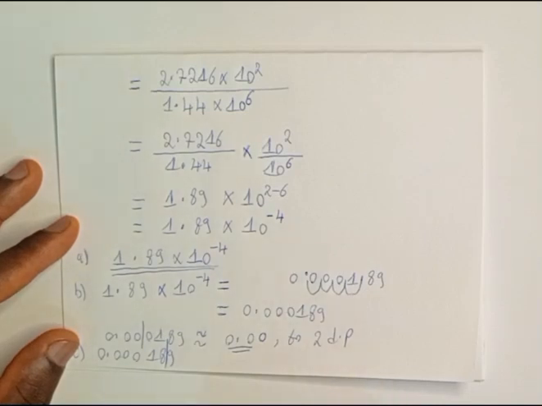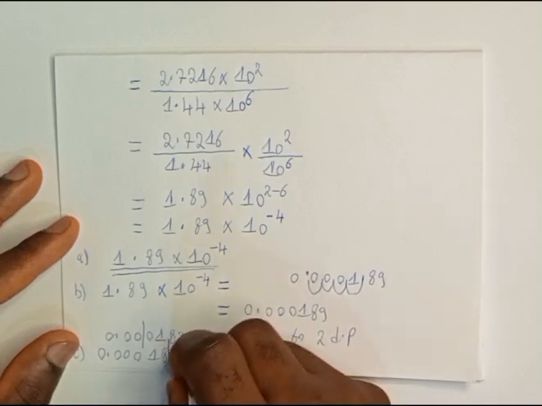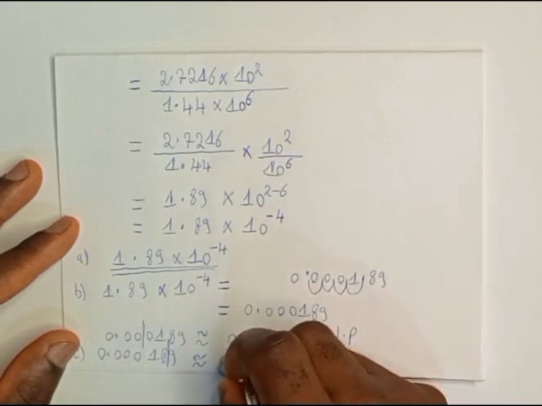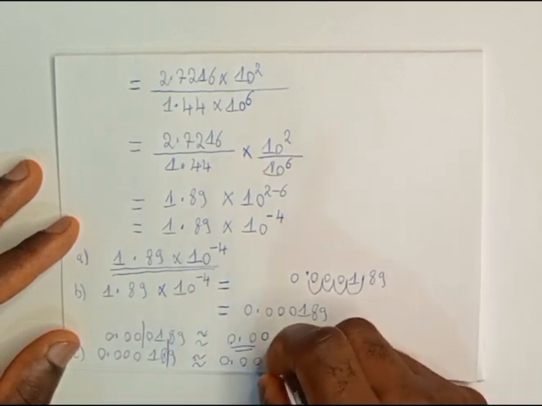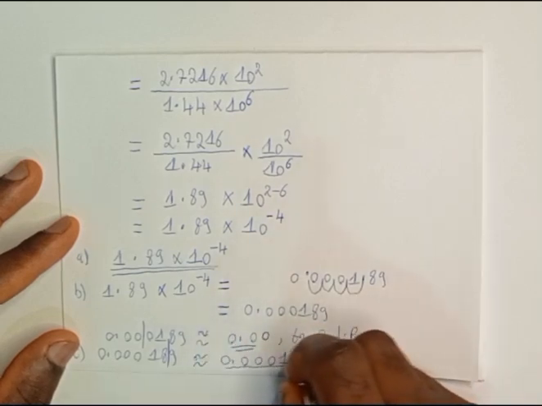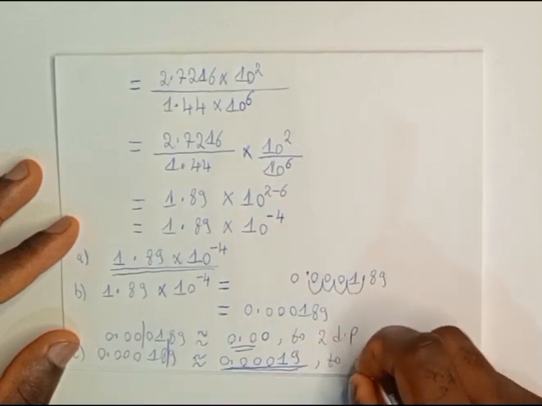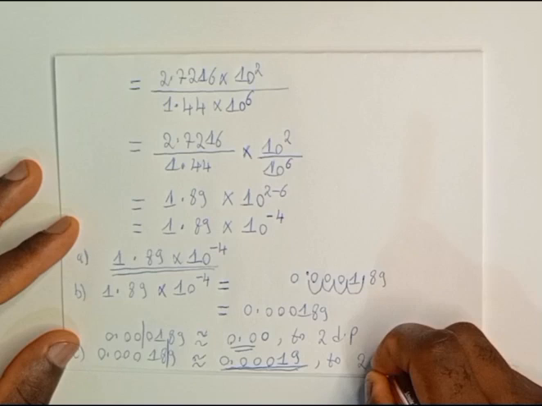9 is greater than or equal to 5. It is rounded up to 1. We are going to add the 1 to this 8. This will be approximately 0.00019. This will be the answer, to two significant figures.